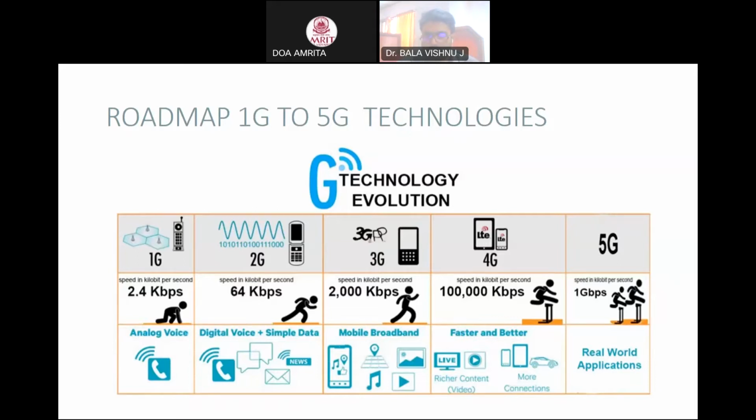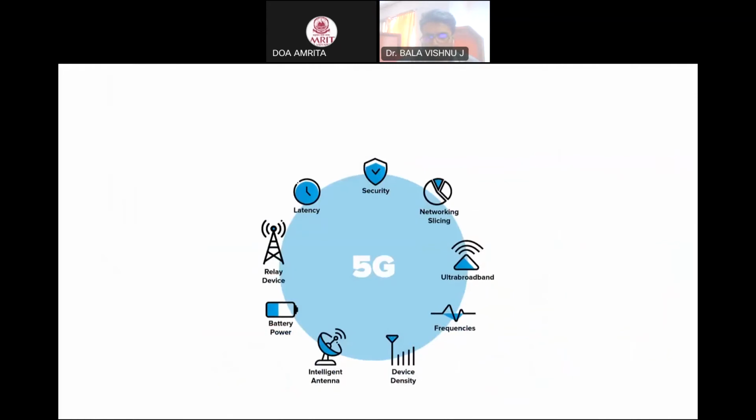And coming to our fifth generation mobile communication, that is what we are going to see in future. In that, what do we expect? In order to get into 5G, there are key specifications. Apart from the data rate, the latency, and the number of interconnections, we also look into security, network slicing, ultra broadband, intelligent antennas, battery power, and relay devices.